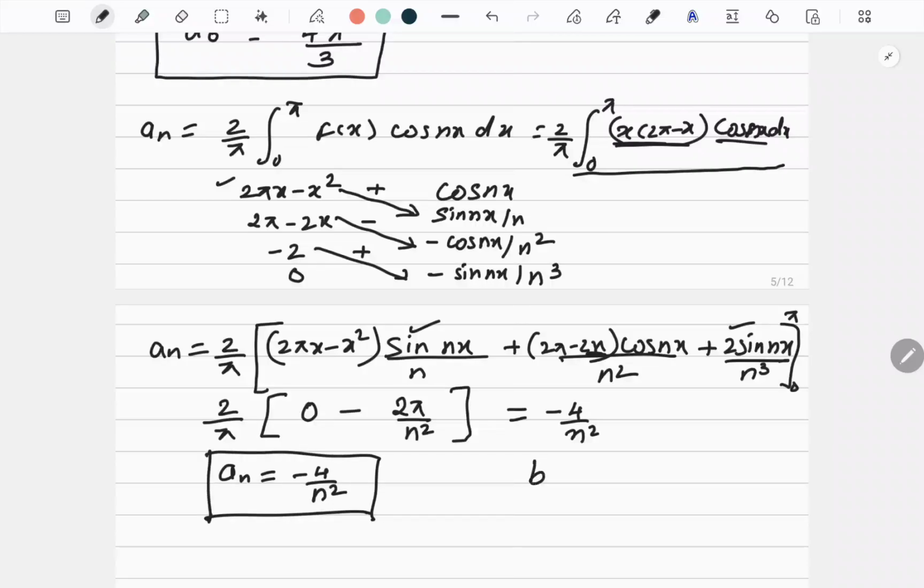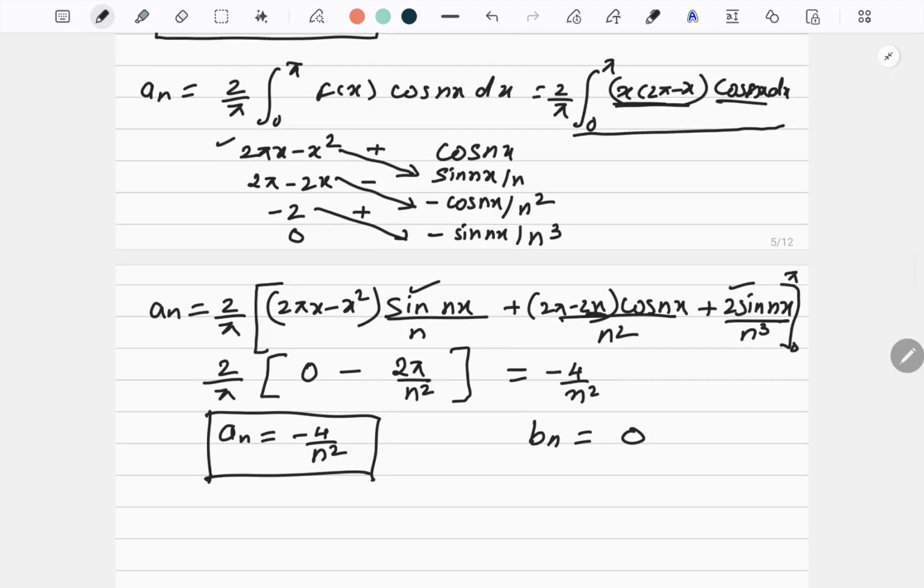Correct? And since it is an even function, bn value will be equal to 0. So you have to remember this: if the function is odd, a0 and an are 0, and when the function is even, in that case bn is equal to 0. Correct? Now, the question has a second part also. What is the second part? That you have to reduce one series. Right? So let us see how to reduce this series.